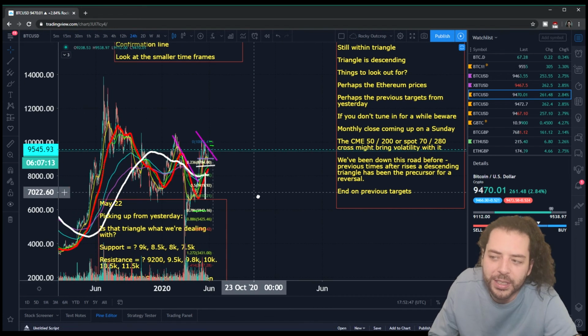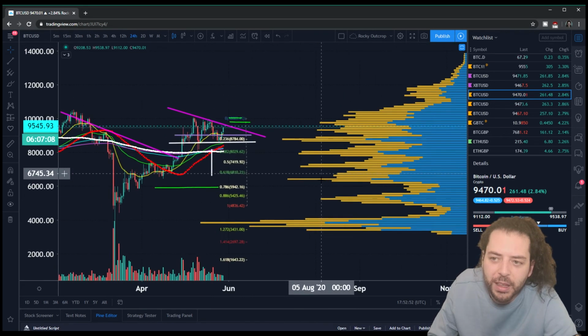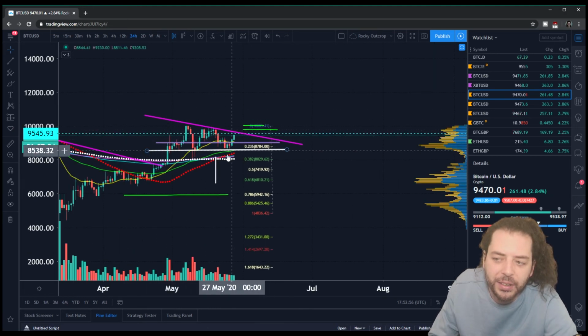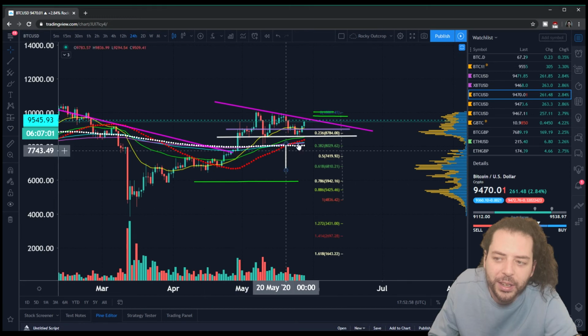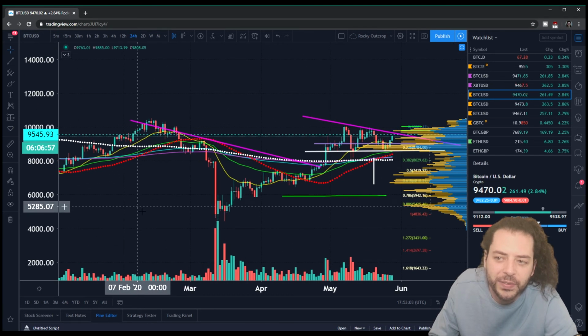Okay, so we're coming up to the end of the video now, by the way. Let's just have a quick look at this concept. Here's a descending triangle, okay, and it's after a rise up the way, and that could signal a reversal. At previous times in the past, you could have seen various things like this happening.